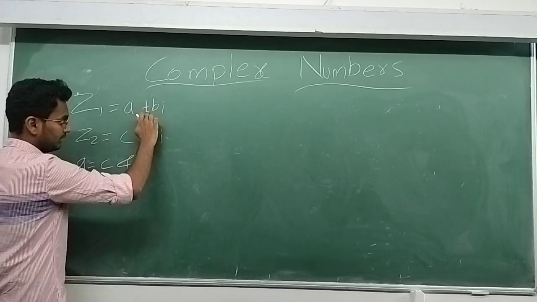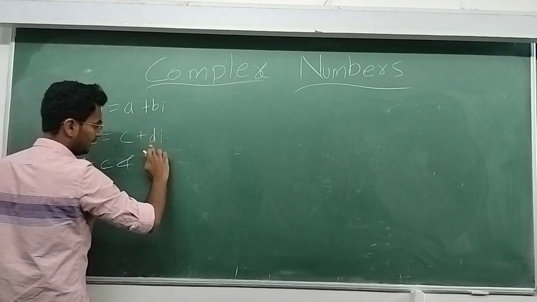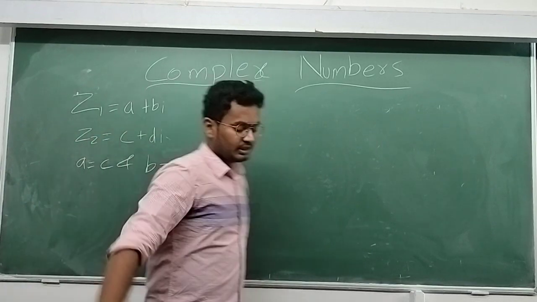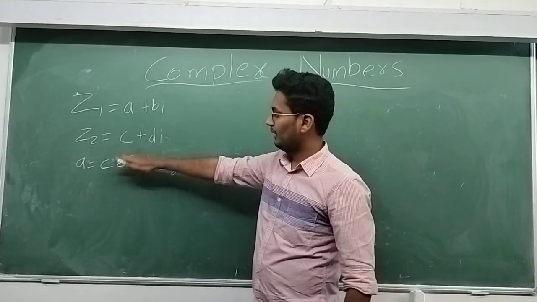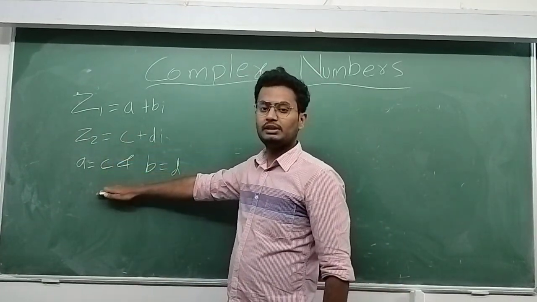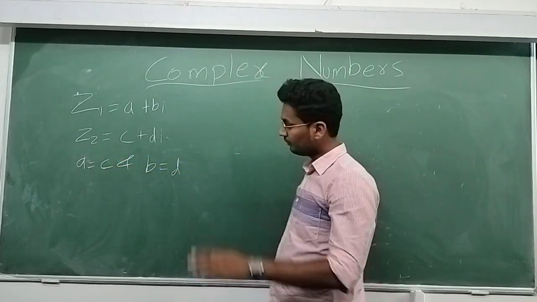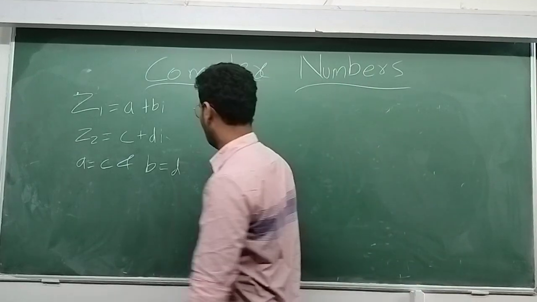The imaginary part here is b. Here the imaginary part is d. Therefore, b is equal to d. If this condition is true for any complex numbers, then those complex numbers are said to be equal. Now, addition of two complex numbers.